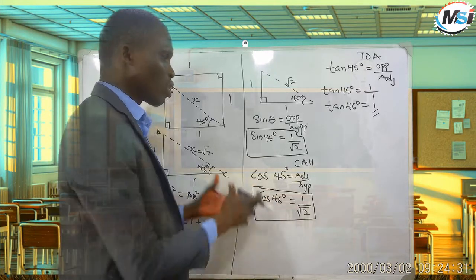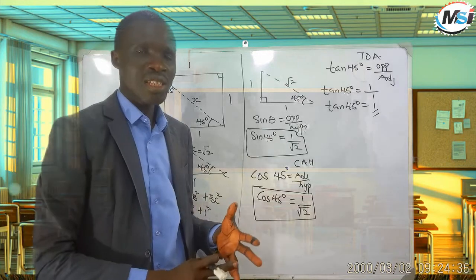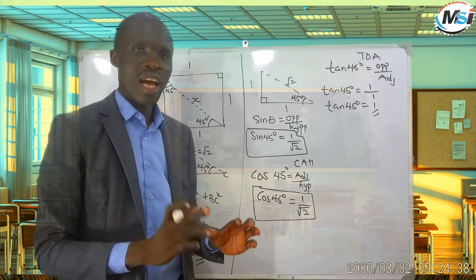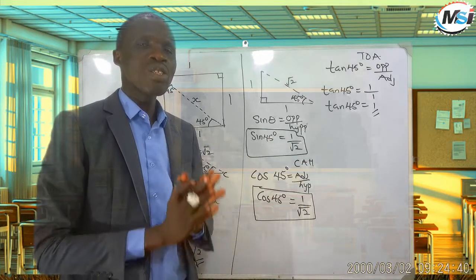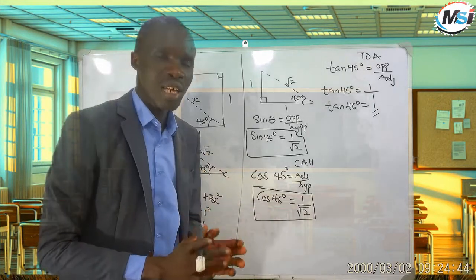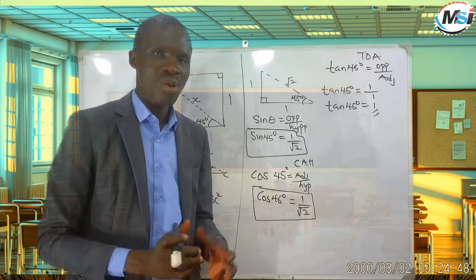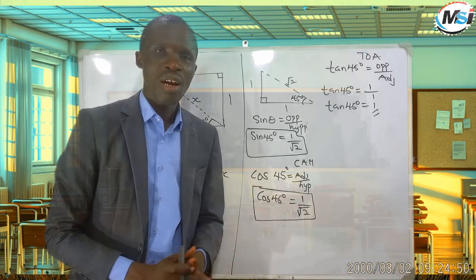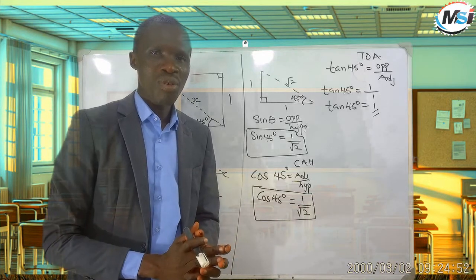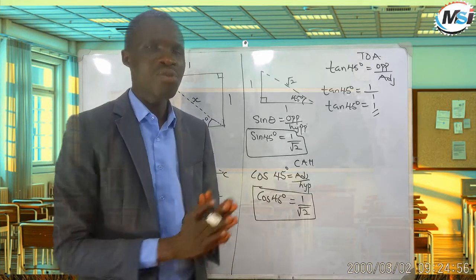Now the essence of knowing this is for you to understand that, without seeing a table, with all these special angles 45, 30, and 60, these are the special angles for which you can find the tan, the cos, and the sine without using your calculator or without using a table. I believe you understand that. Now let me give you a question related to this.